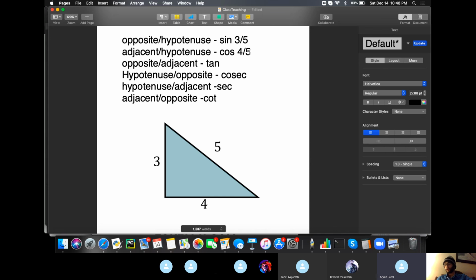Okay. Now next is Tanmay. Tanmay, can you tell me for tan and cosecant? Sir, for tan it is 3 divided by 4, and cosec it is 5 divided by 3. Extremely good. Very good. Okay, next is Lavnish. Lavnish, can you tell me secant and cot? Sir, sec is 5 by 4 and cot is 4 by 3.